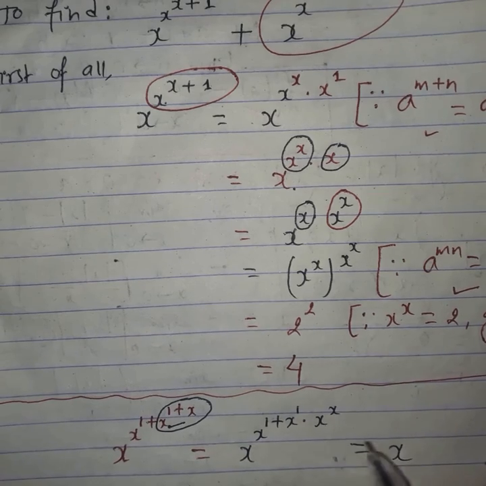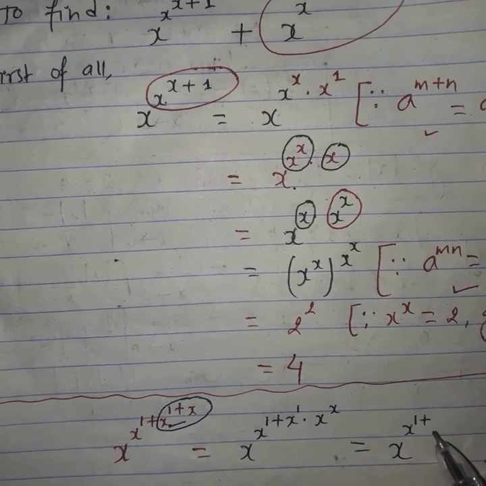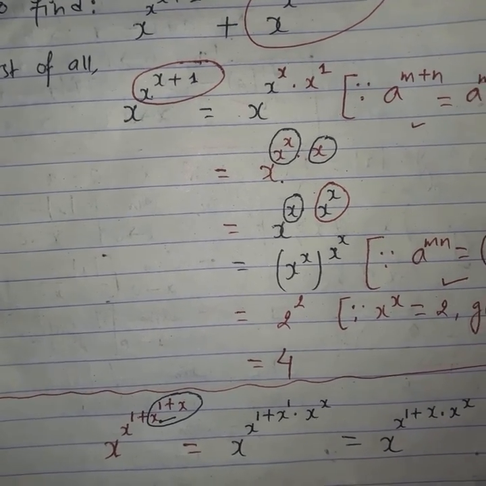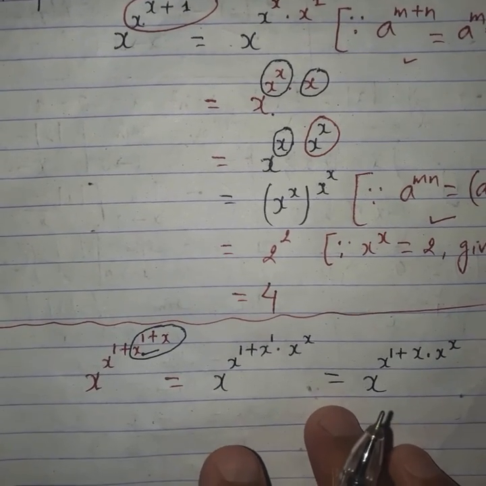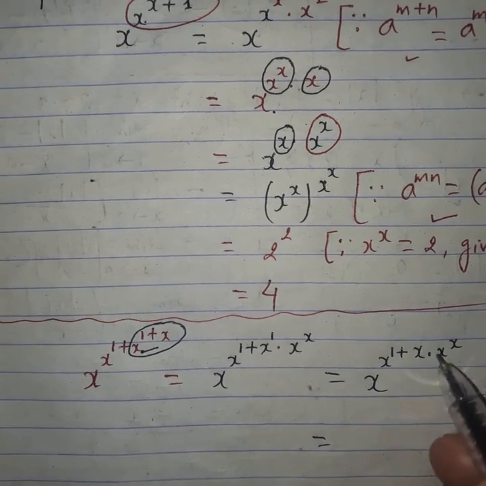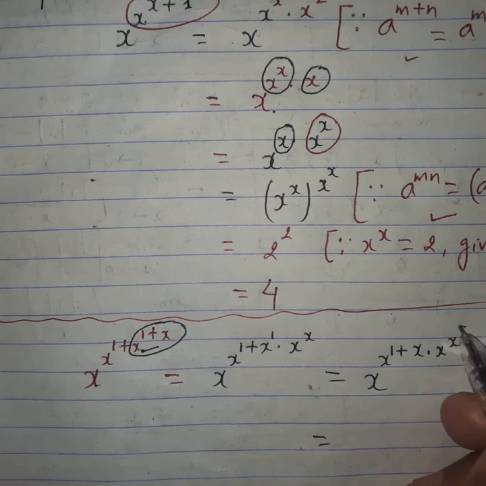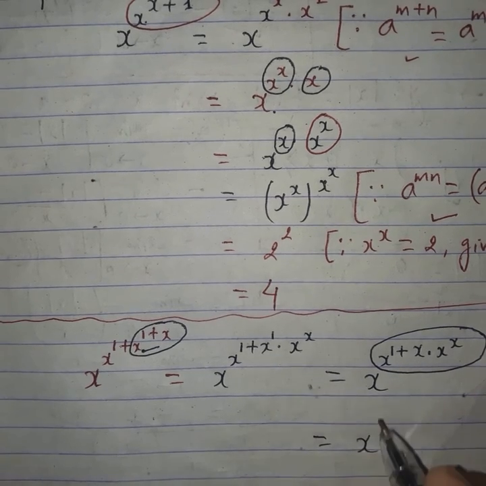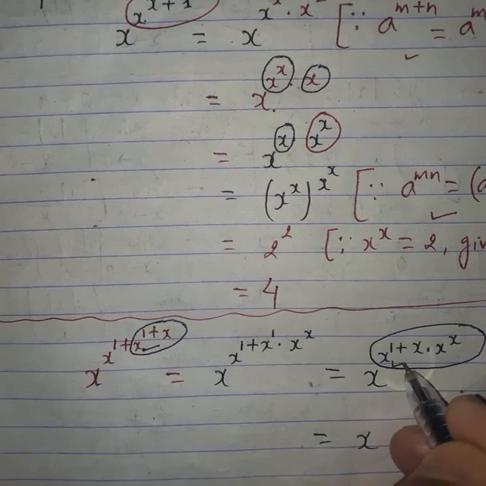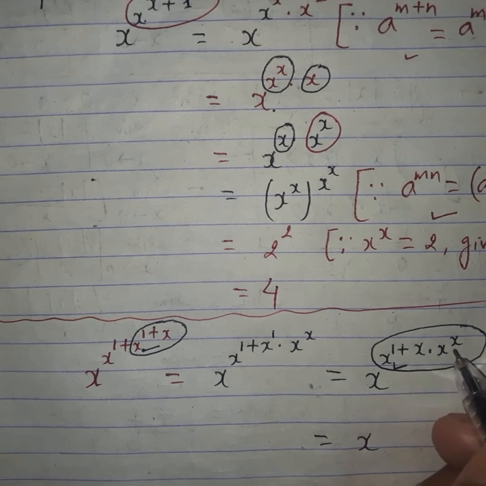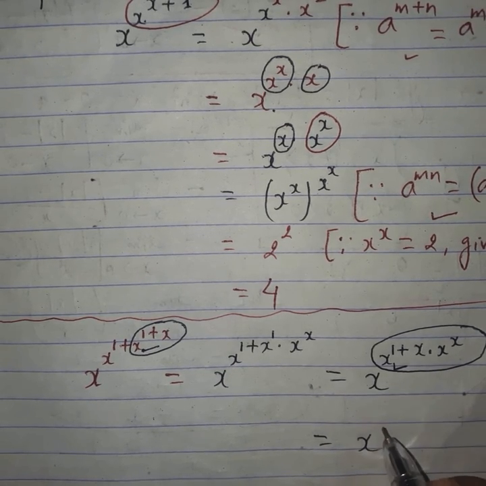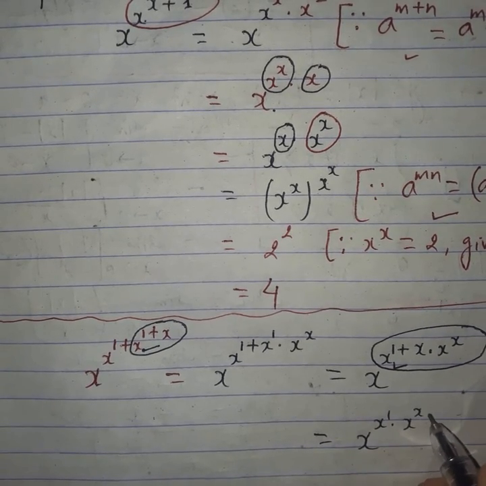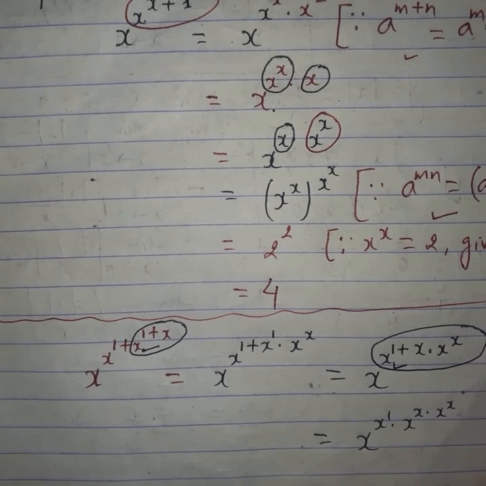x to the power of x is again raised to the power of 1 plus x. x to the power of 1 is just x, times x to the power of x. Let's simplify this further. Let's do the operations on this part. This x is raised to the power of 1 plus x times x to the power of x. So splitting the power, this can be written as x to the power of 1 times x to the power of x times x to the power of x.